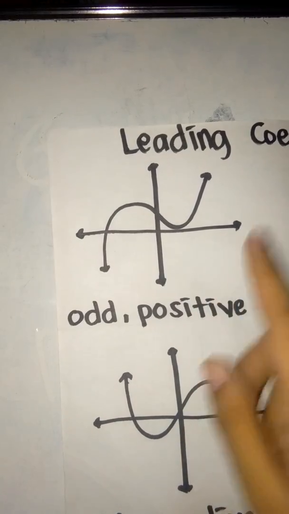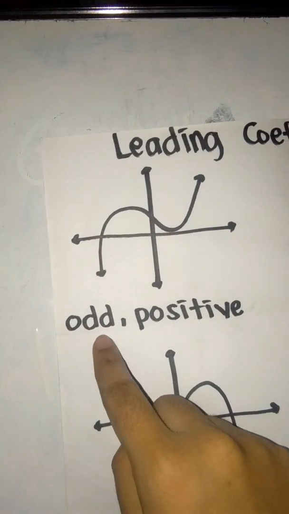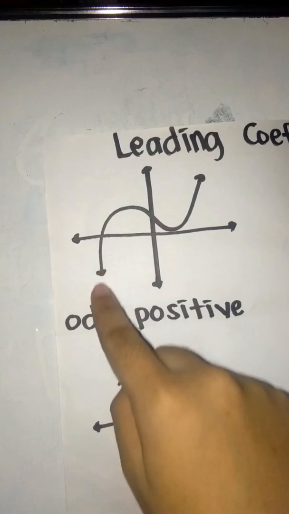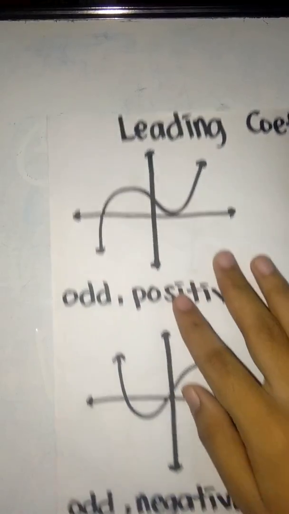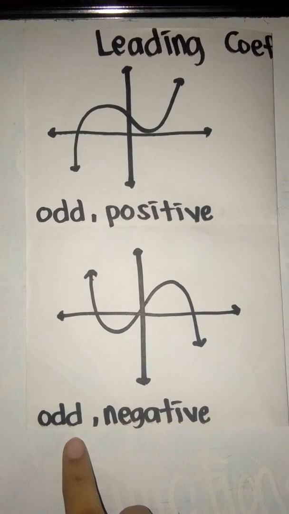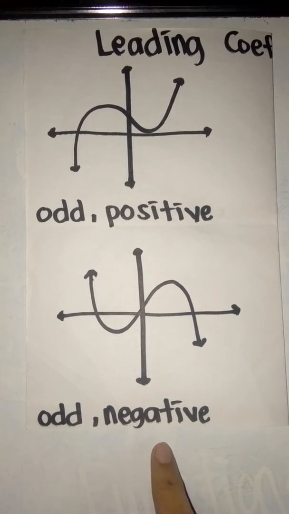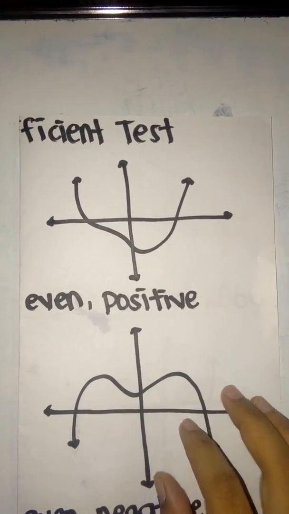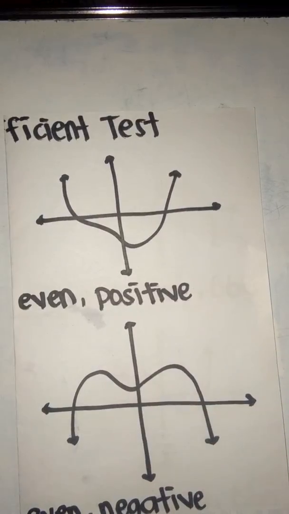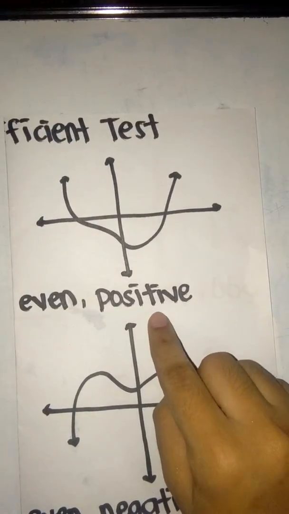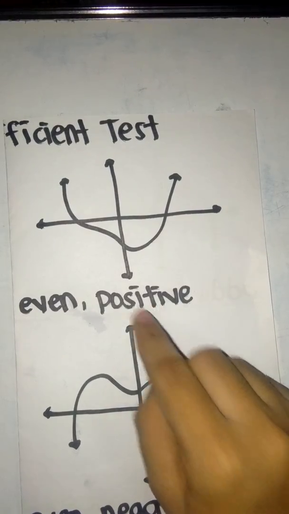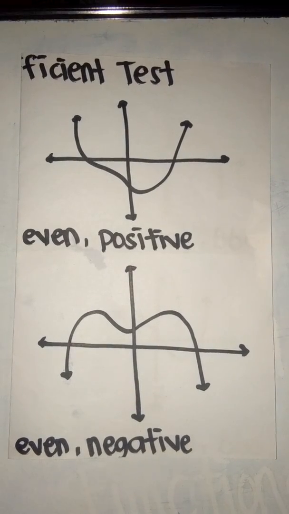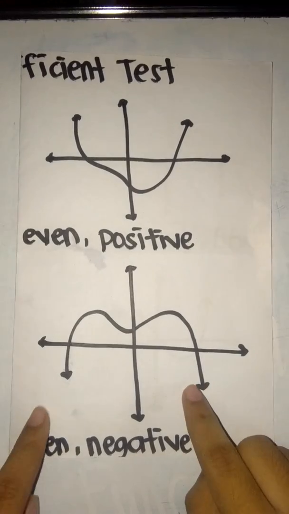The first one is if the degree of the function is odd and the leading coefficient is positive, then the graph falls to the left and rises to the right. If the degree is odd and the leading coefficient is negative, then the graph rises to the left and falls to the right. If the degree of the polynomial function is even and the leading coefficient is positive, then the graph rises to both sides. If the degree is even and the leading coefficient is negative, then the graph falls to both sides.